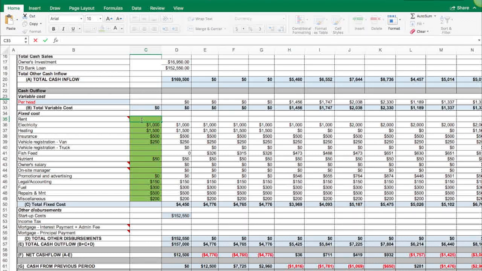It could be as much as $2,000 or even more depending on where you are. So you want to put that rent cost in there. You've got your electricity costs. You're going to have your heating costs. You're going to have your insurance and all the other different costs.